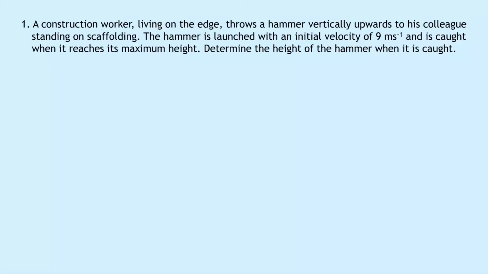So let's get started. Question 1 says that a construction worker living on the edge throws a hammer vertically upwards to his colleague standing on scaffolding. The hammer is launched with an initial velocity of 9 meters per second and is caught when it reaches its maximum height. Determine the height of the hammer when it is caught.